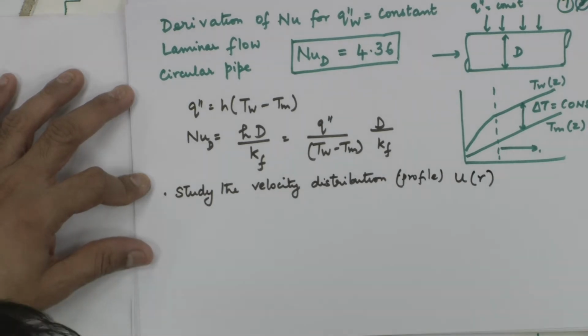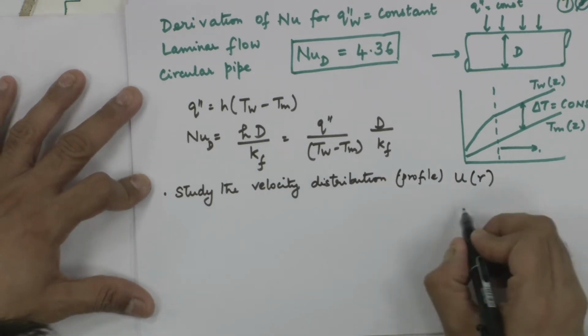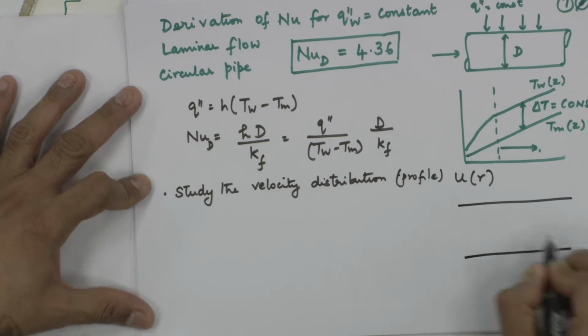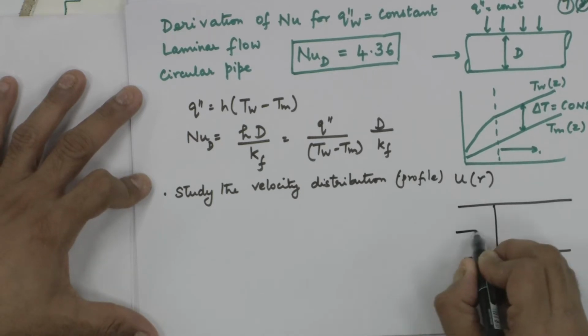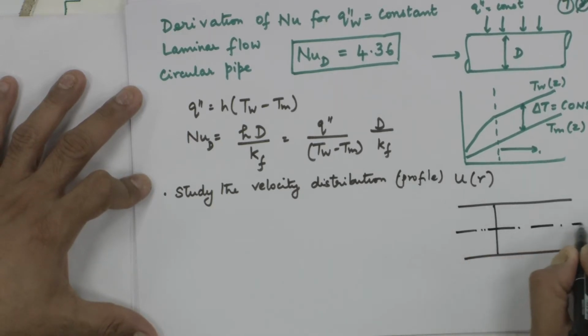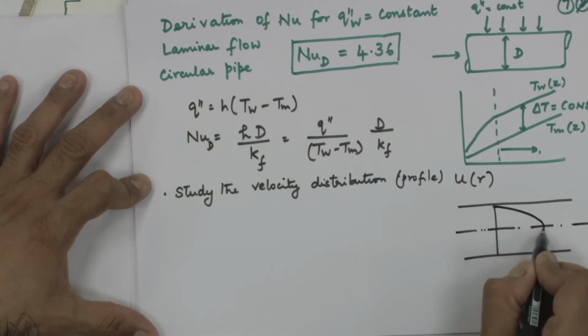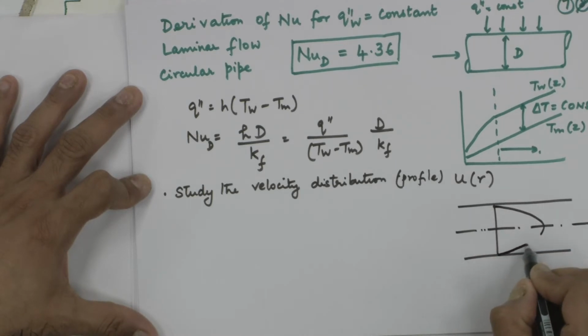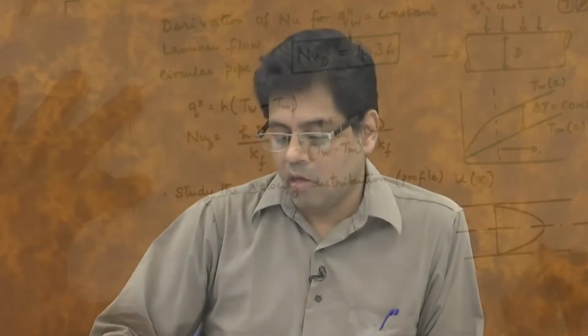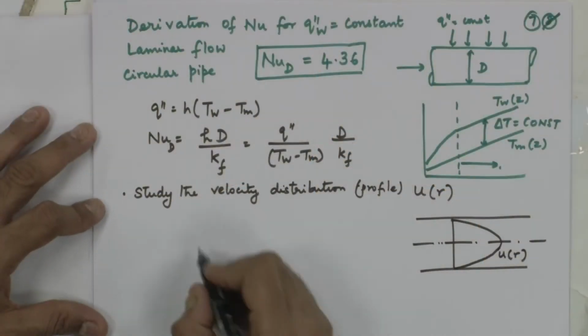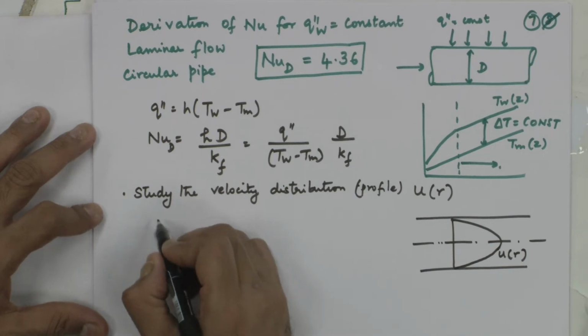u of r is what we need to find, and we all know what it is going to look like. A fully developed laminar velocity profile in a pipe would be a paraboloid of revolution. So, this is u of r. We are going to derive the expression for u of r.